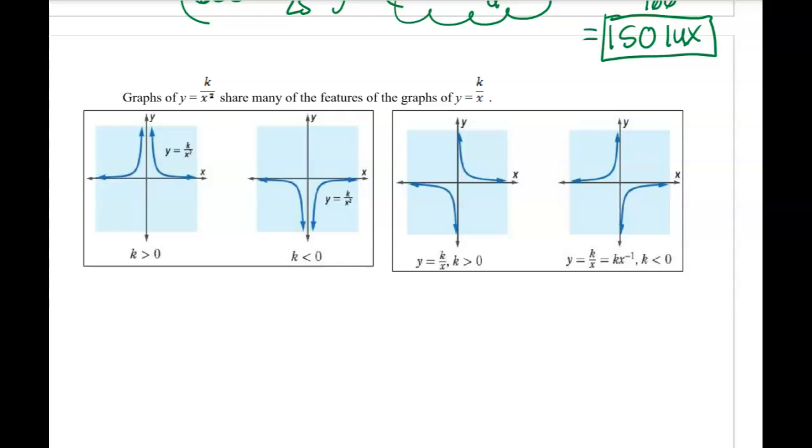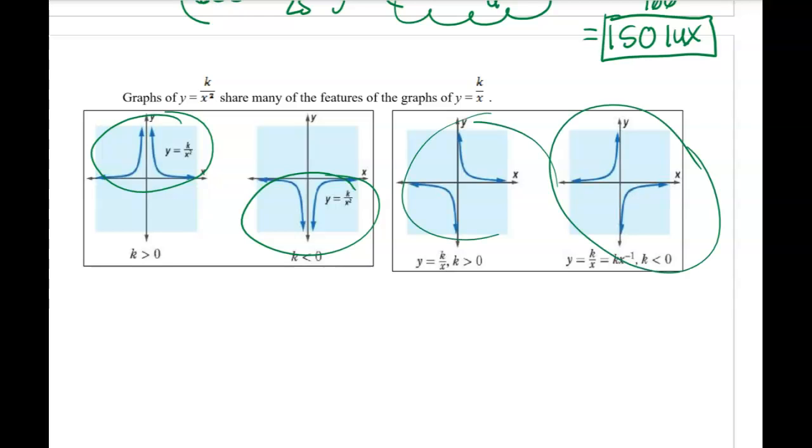So just comparing the graphs, don't worry about this too much for now, but notice that the graphs look pretty similar, but with k over x squared, the hyperbolas, both sides are next to each other, versus with k over x, they're across from each other. We'll worry more about the graphs in later lessons.